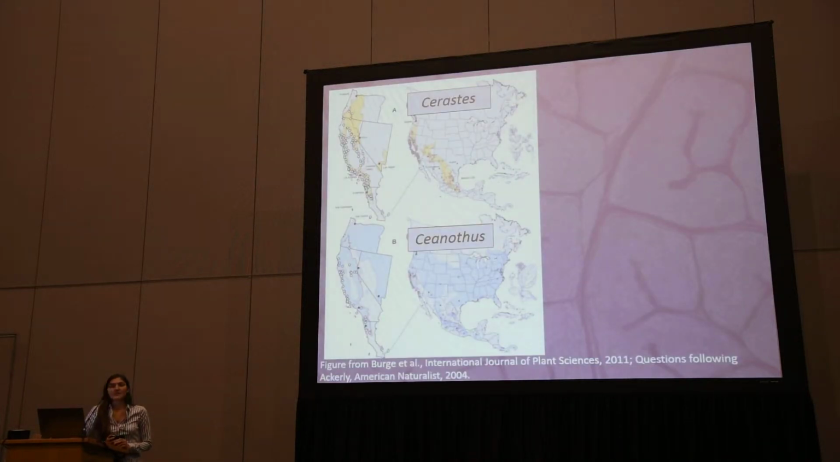And within Ceanothus, there are two subgenera. One of them is called Cerastes, and the other is also called Ceanothus. So the naming here, I know, is confusing. There's Ceanothus the genus, and there's also Ceanothus the subgenus. I'll try to be clear if I mean the genus or the subgenus. But the Cerastes subgenus tends to be more restricted to arid climates, whereas species in the Ceanothus subgenus are more widespread across North America and into Central America.